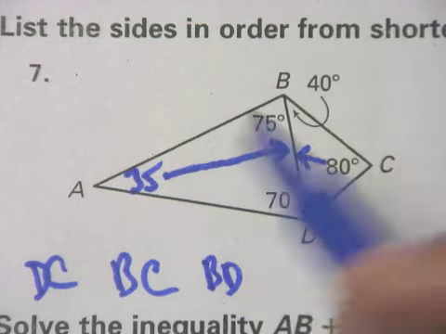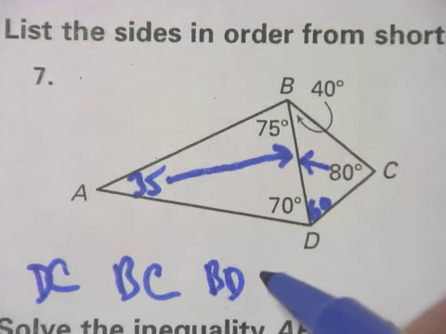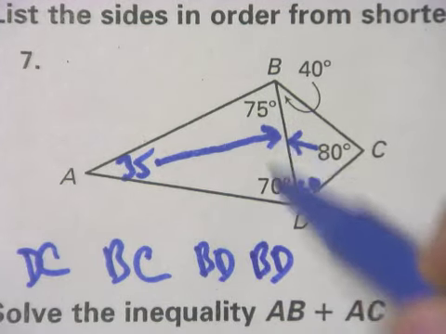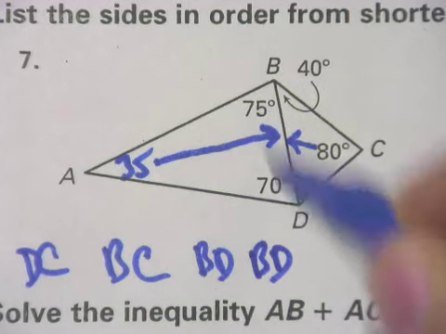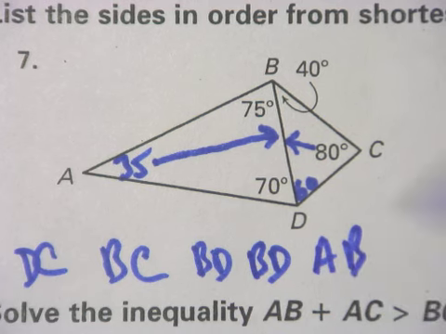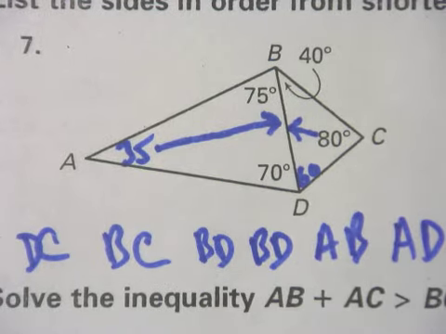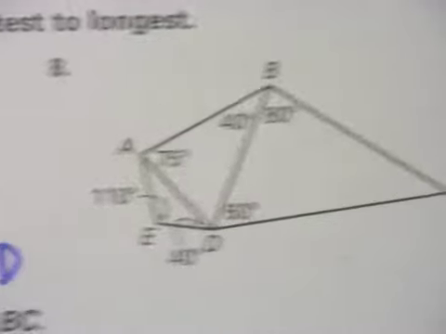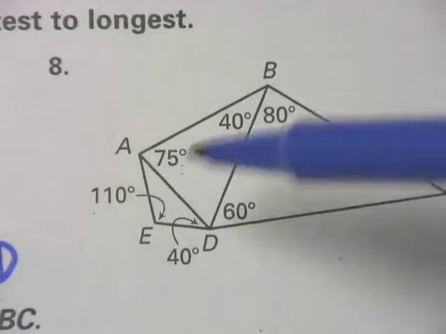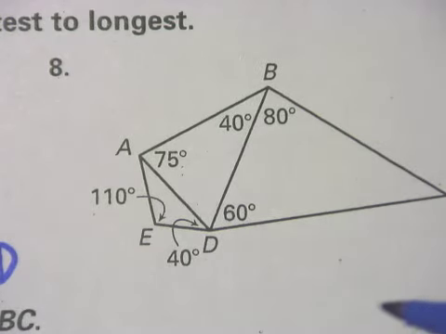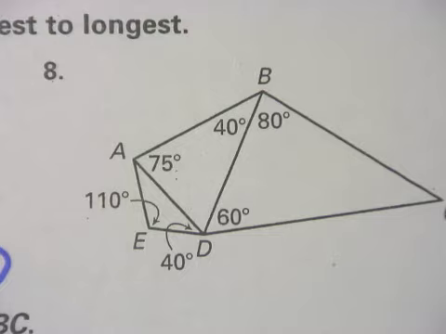So I've done all the smaller triangle first. Now I can start with the bigger triangle. And look at that. What's the smallest side here? Well, it's going to be BD. So they're both together here. And now I can go on to the bigger angles. And then I know that 70 is across from AB. And then finally, my largest side is going to be AD. And I've put all my sides in order from smallest to largest.